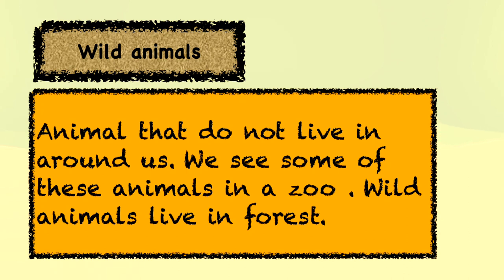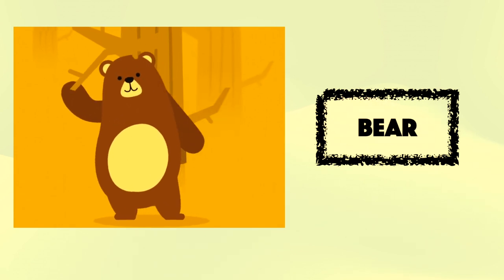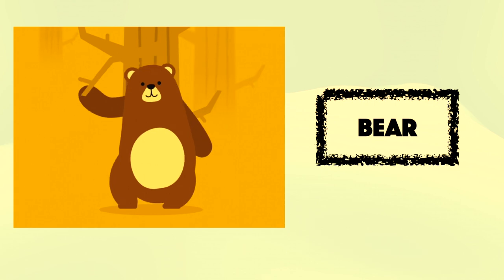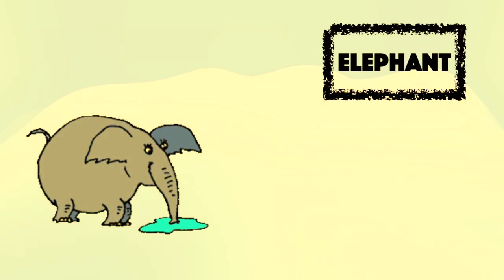Animals that do not live in and around us are called wild animals. We see some of these animals in a zoo. Wild animals live in forest. This is a bear. Bear is a wild animal. B-E-A-R, bear. Elephant. This is an elephant. Elephant is a wild animal.